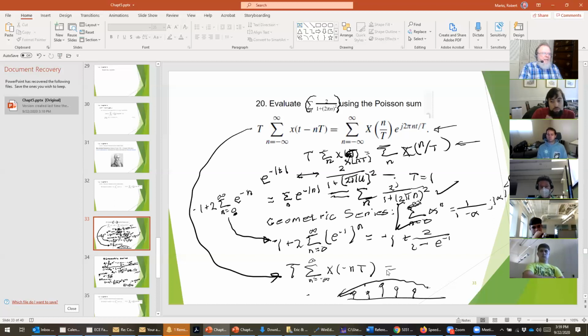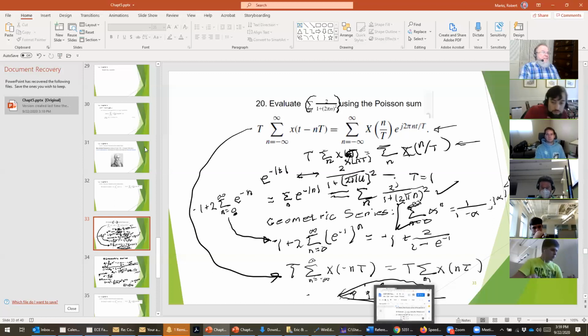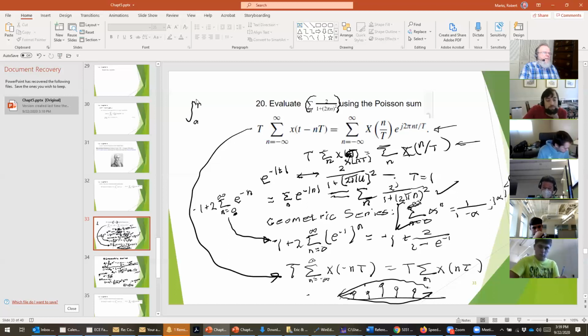And I maintain that this is the same exact thing as doing the summation over n of x of nT, which corresponds to summing all of the terms this way. And it doesn't matter which way you sum them, left to right or right to left. Now, interestingly, this does matter if you integrate, because you might remember that the integral from a to b is equal to minus the integral from b to a. So it doesn't work in the integration, but it does work in summation. You don't have to worry about it.